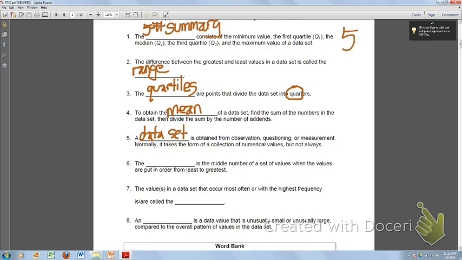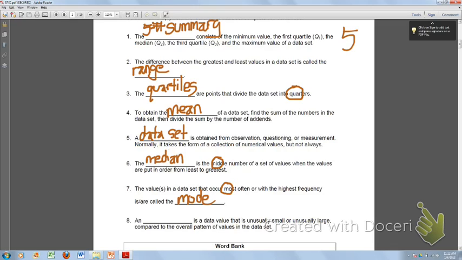So we get numbers. Number 6, the blank is the middle number of a set of values when the values are put in order from least to greatest. Key is middle. And we have a word that is close to that in our word bank, and it's the median. Median, middle, both have MDs in there. The values in a data set that occurs the most, M-O, most. There is a word in there that has M-O in it, and that's mode.